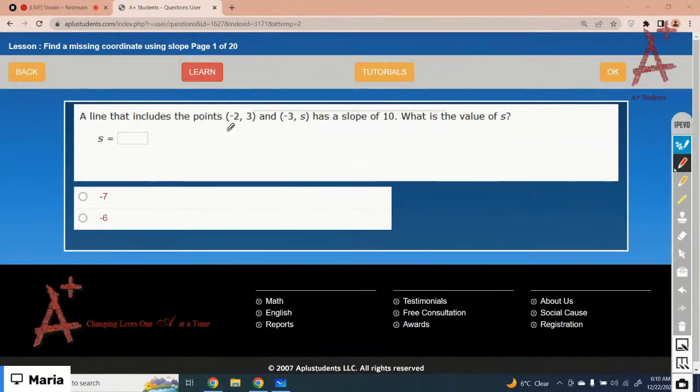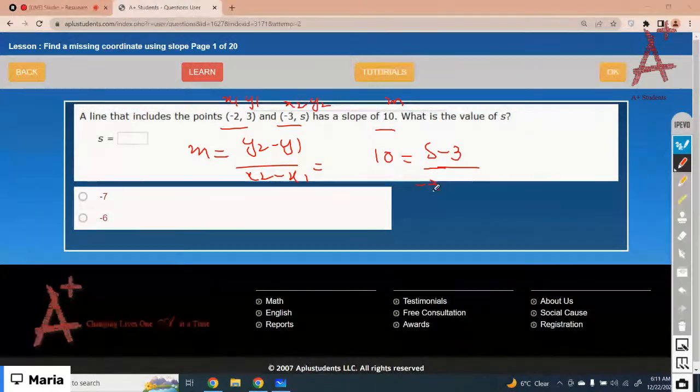Okay, you are given two of the points, negative 2, 3 and negative 3, s. Also the slope. Got it? The formula we are going to use is m equals y2 minus y1 divided by x2 minus x1. Just put in all the values. This is x1, y1, this is x2, y2, this is slope. Got it? Slope is 10. y2 minus y1. y2 is s minus 3, x2 is negative 3, minus negative 2. Got it?